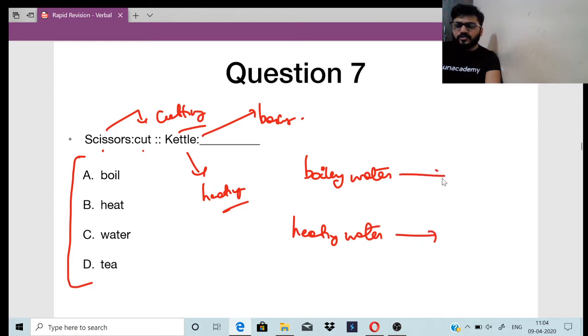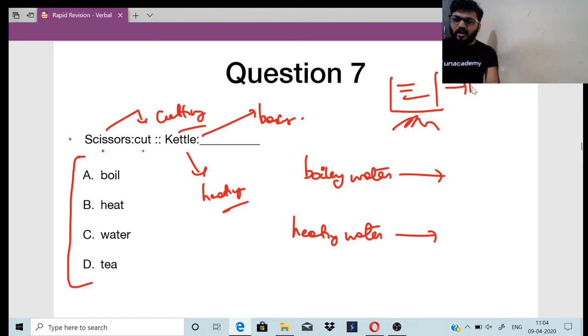Why is kettle used? Is it used for boiling water or heating water? What does Mummy always do in the kitchen? She places a tumbler with water on the stove, right? So, this is called boiling. What do we do in a kettle? In a kettle we put cold water, and it produces hot temperature. So, tell me the answer. Will it be boil or heat?